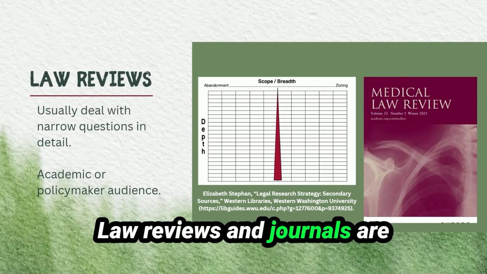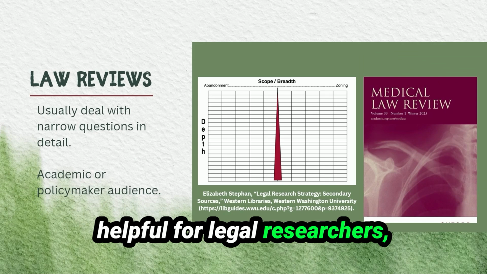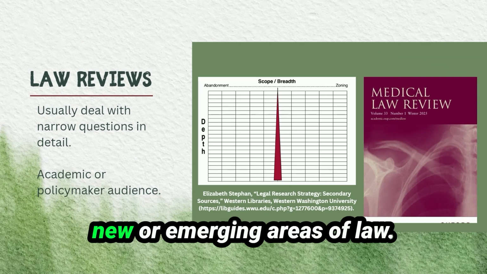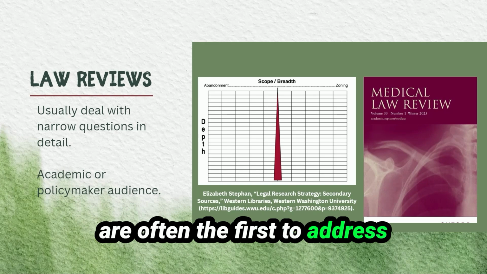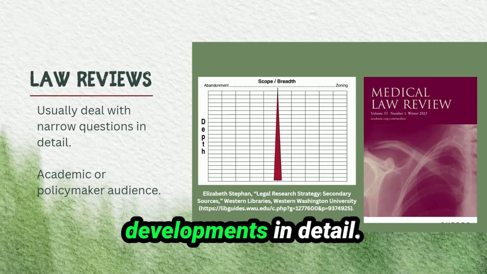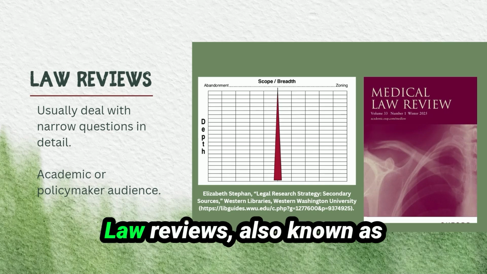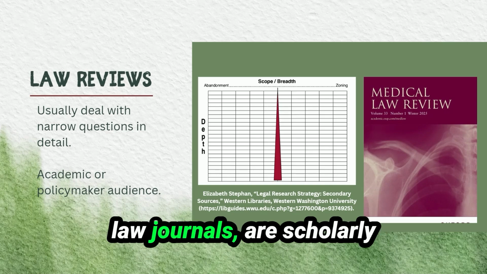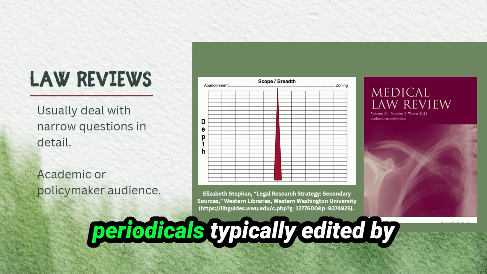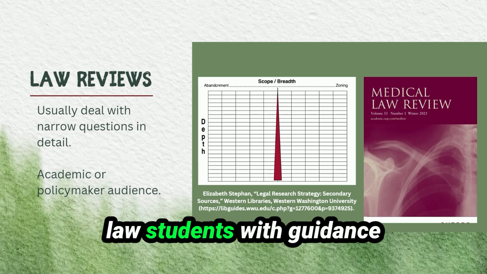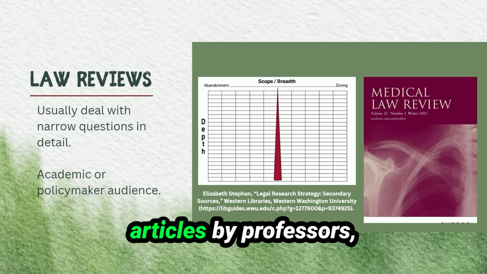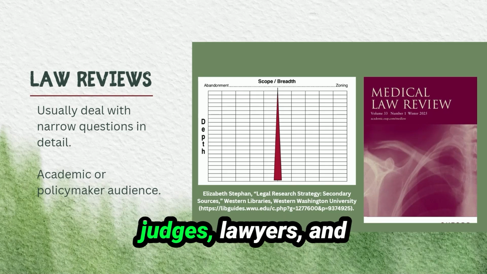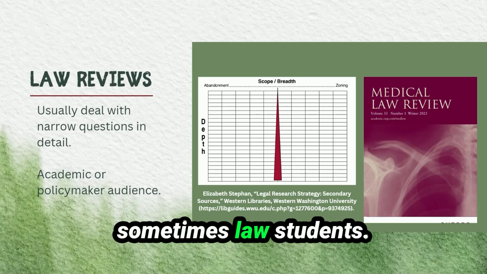Law reviews and journals are helpful for legal researchers, especially when exploring new or emerging areas of law. These scholarly publications are often the first to address novel issues and legal developments in detail. Law reviews, also known as law journals, are scholarly periodicals typically edited by law students with guidance from faculty members. They contain in-depth articles by professors, judges, lawyers, and sometimes law students.